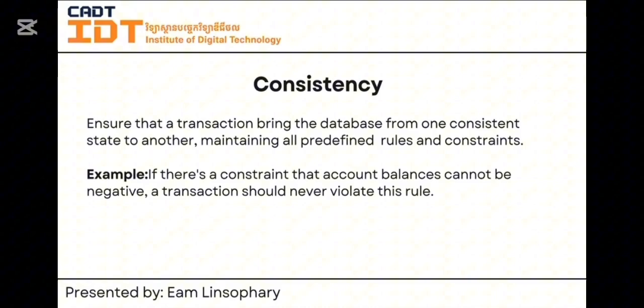What about consistency? Consistency ensures that a transaction brings the database from one consistent state to another, maintaining all the predefined rules and constraints. For example, if there is a constraint that the account balance cannot be negative, a transaction should never violate this rule.